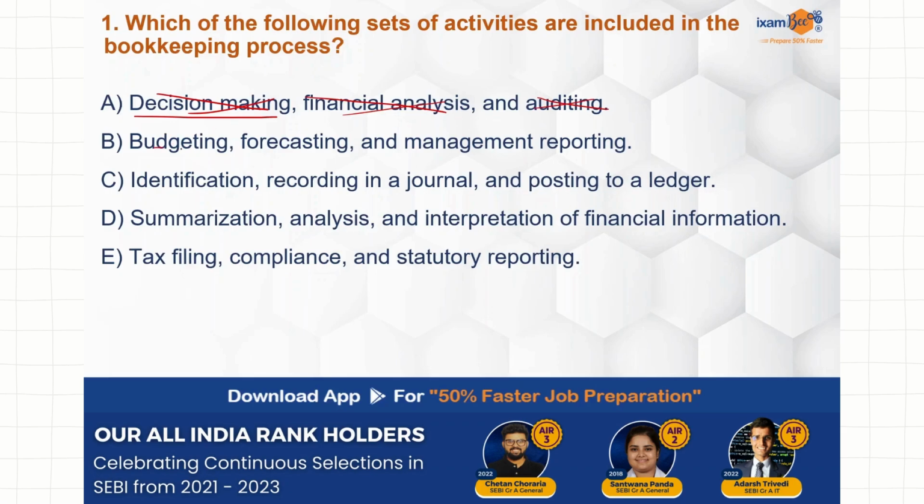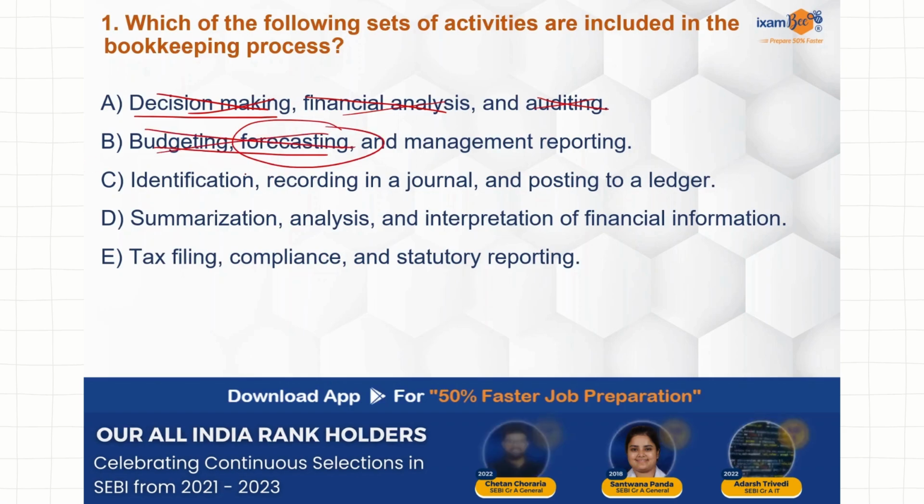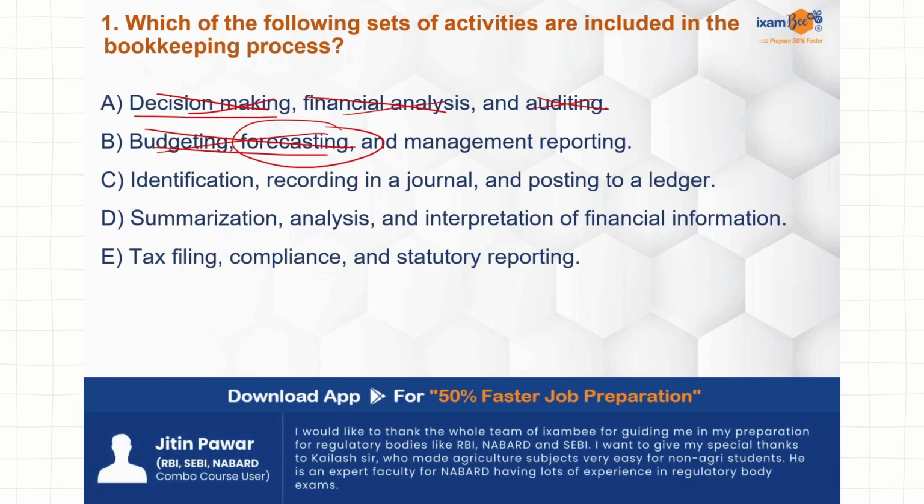Second one is budgeting and forecasting. The bookkeeper is not involved in these kinds of activities. So the second option is also wrong. Third option is identification of transaction, recording in the journal and posting to the ledger. Now this option is correct, because that's the work of a bookkeeper. He identifies the transaction, records it in the journal and posts the same to the ledger.